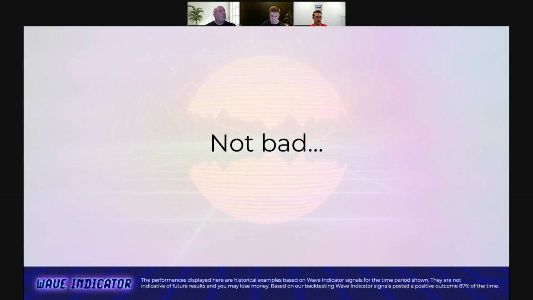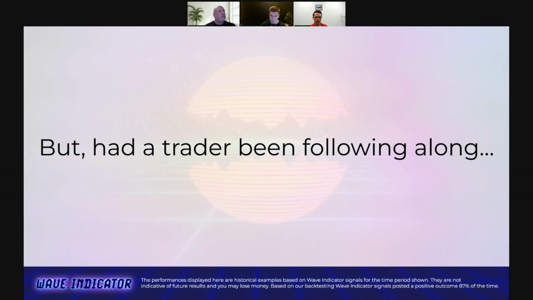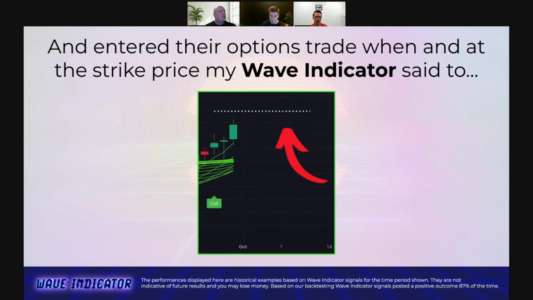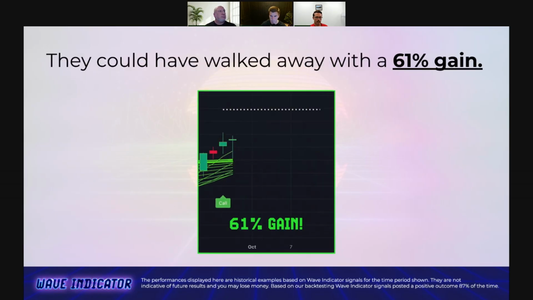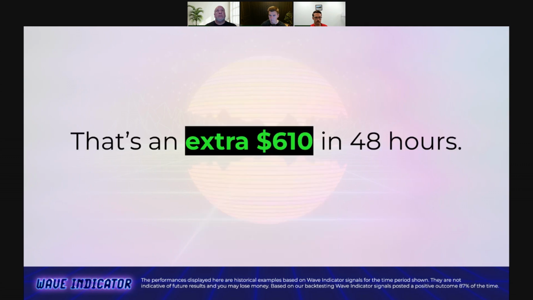Which is pretty dang good. But had a trader been following along and entered their options trade when and at the strike price that my wave indicator said to, they could have walked away with a 61% gain instead. So a 61% gain versus a 12% gain, right? I know which one I'd take. That's an extra $610 in 48 hours.